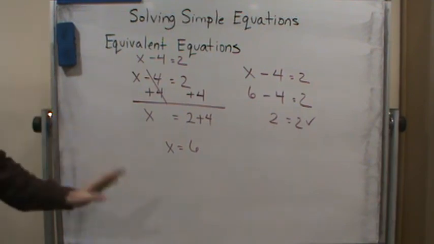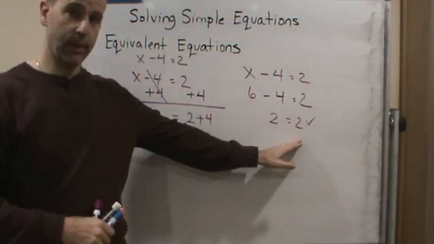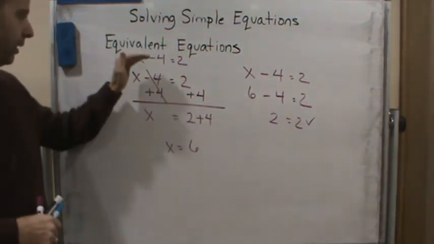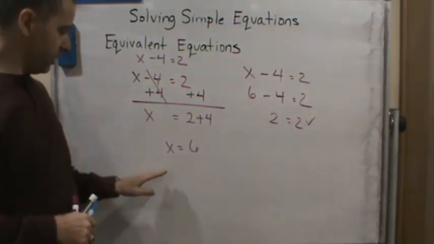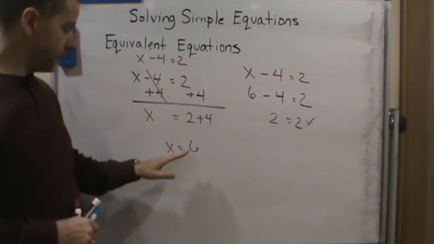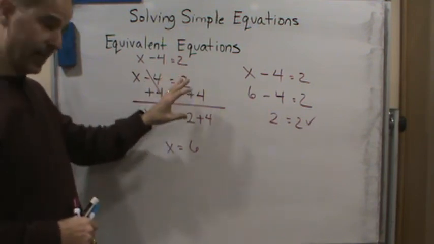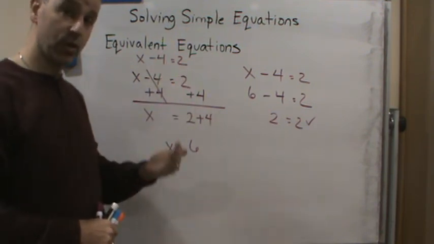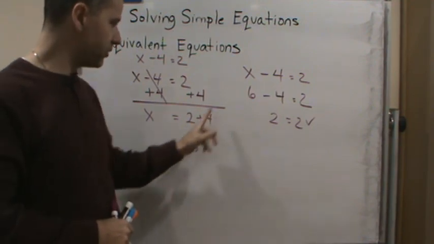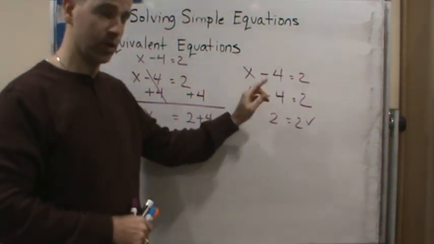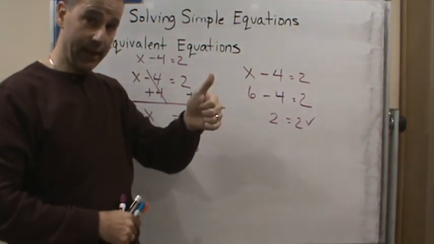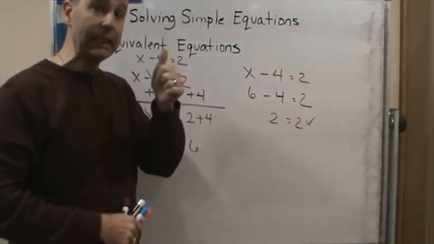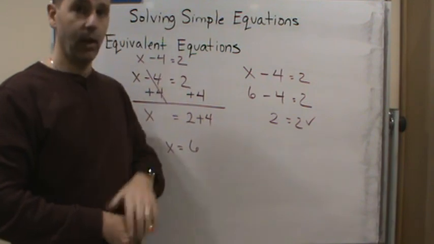So always check your answers to make sure that you did it correctly. Because if you don't check and you made a mistake, then you've got the wrong answer. So it's possible that you might have made a mistake here. The best way to check to make sure you didn't make a mistake is to take your answer, plug it back into the original equation, and see if you get a true statement. If you get a true statement, you did it right. If you get a false statement, you made a mistake somewhere.